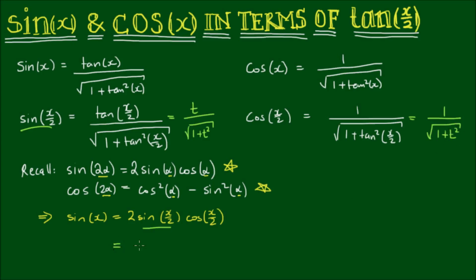So if I make this substitution, I get 2 times t divided by the square root of 1 plus t squared, times 1 over the square root of 1 plus t squared, and this equals 2t divided by 1 plus t squared.